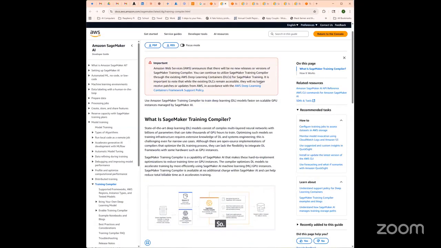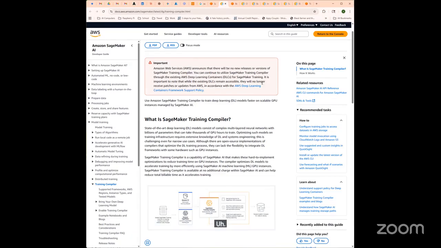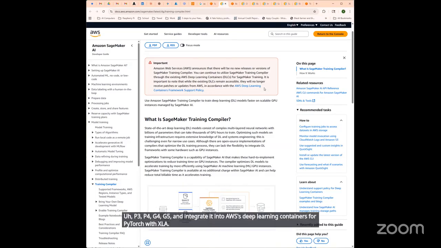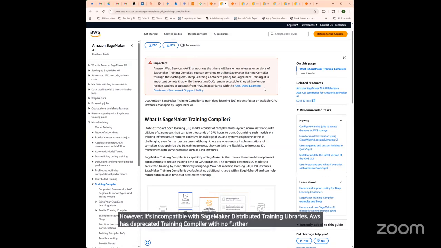Training Compiler accelerates model training by compiling models into hardware-optimized GPU instructions, achieving up to 50% speedup on supported instances. These are the ml.p3, p4, g4, g5. It's integrated into AWS's deep learning containers for PyTorch with XLA. Enable it in the PyTorch estimator using the training compiler config. However, it's incompatible with SageMaker distributed training libraries. AWS has deprecated Training Compiler with no further updates, though it may still appear on certification exams.